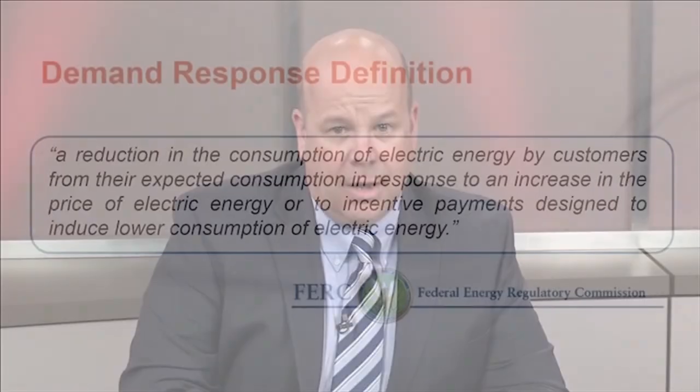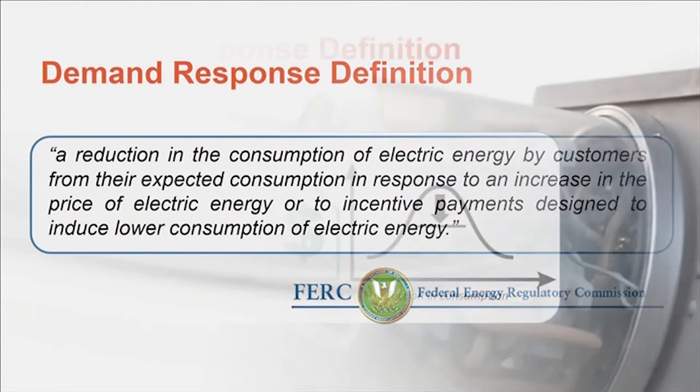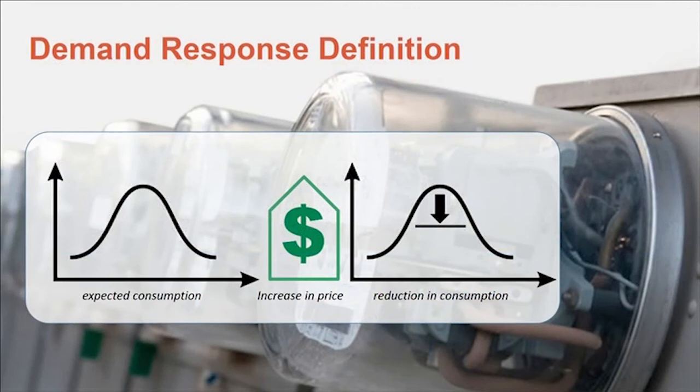The Federal Energy Regulatory Commission, or FERC, in Order 719 defines demand response as a reduction in the consumption of electric energy by customers from their expected consumption in response to an increase in the price of electric energy or to incentive payments designed to induce lower consumption of electric energy. In other words, customers are paid or incentivized to change consumption at certain times. Many times the incentives are to reduce load at traditional peak times like a hot summer afternoon. However, as we explore today, the time of load shift may also be changing.